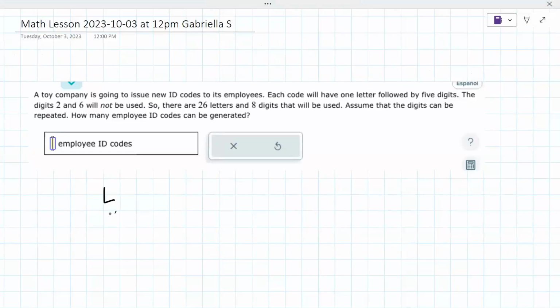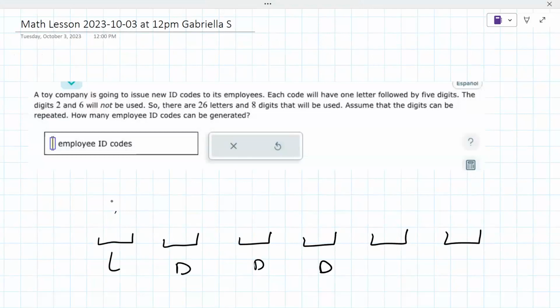It's a letter followed by five digits. Okay, letter. Then we have digit, digit, digit, digit, digit. Okay, 5 digits. That's good to kind of label these buckets here. So there are 26 letters, so any of the 26 letters are allowed in the first position.